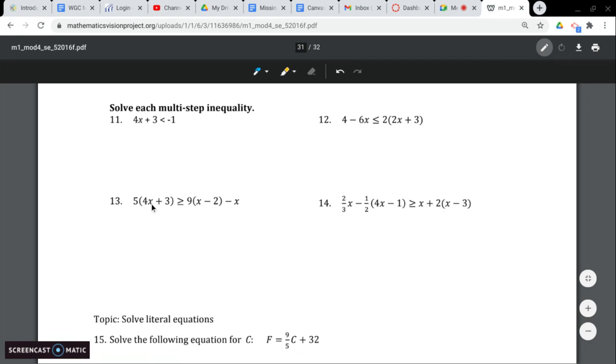So for number 13, as you can tell, 13 and 14 have a lot going on in them. So we're going to do those two together. So first thing we want to do is distribute. So we're going to distribute the 5 to both of these. We're going to distribute the 9 to both of those. So we're going to end up with 20x plus 15 is greater than or equal to 9x minus 18 minus x. So combine like terms on this side. 9x minus x is going to give us an 8x minus 18.